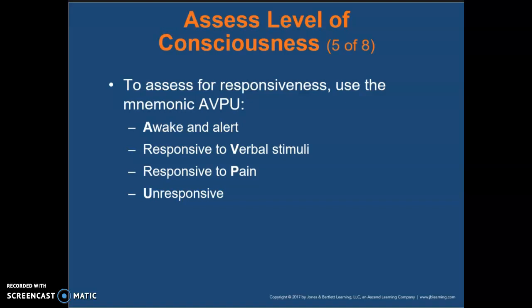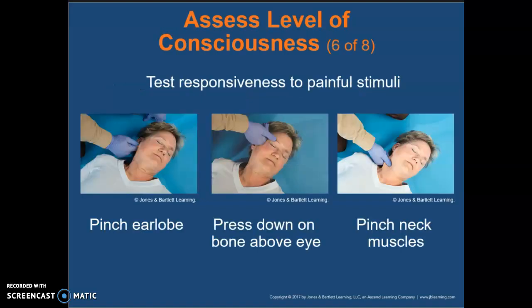So the last one is unresponsive. The patient doesn't respond at all. Typically when a patient is unresponsive, they don't have a cough or gag reflex also. Sometimes they do, and if they do, then they're not down as far as you think they are. If they don't have that, they really cannot protect their airway.